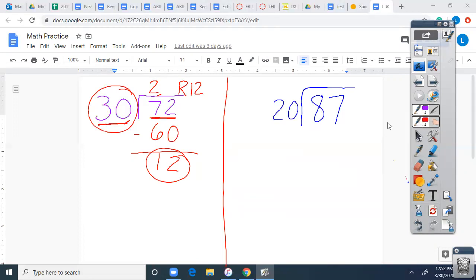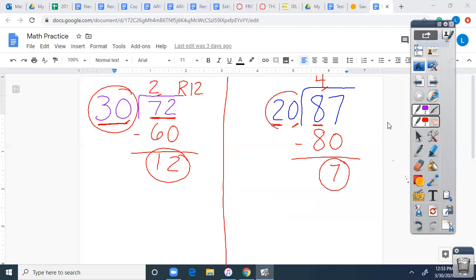Okay, remember what our book told us to do. 2 can go into 8 how many times? 4 times. Now I'm going to multiply. 4 times 20 is 80. Now I'm going to subtract. 87 minus 80 is just 7.